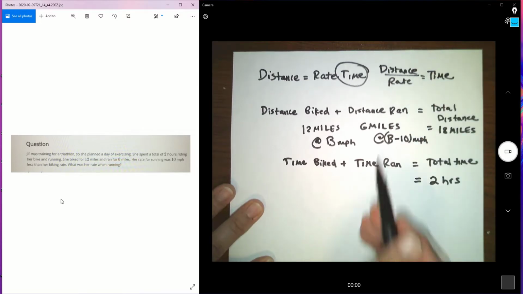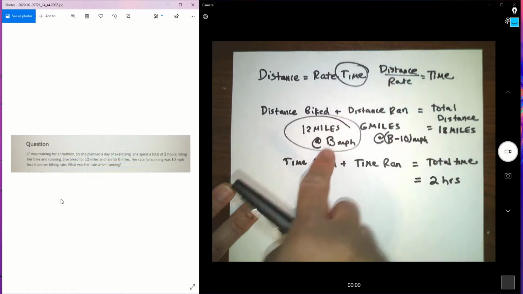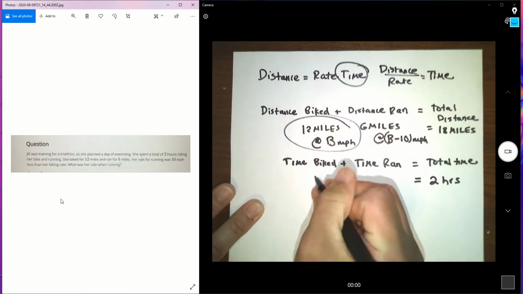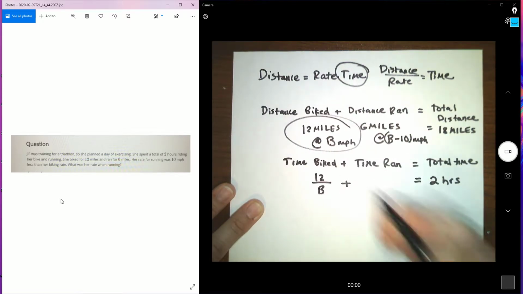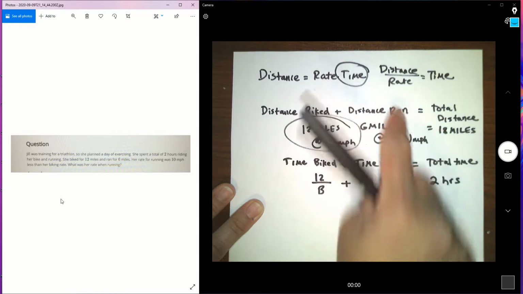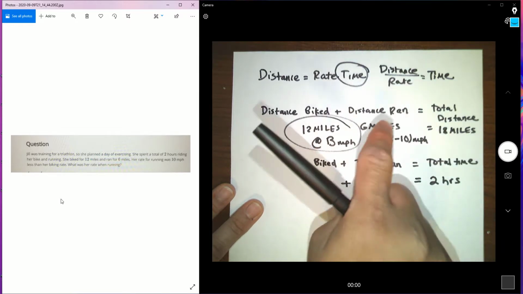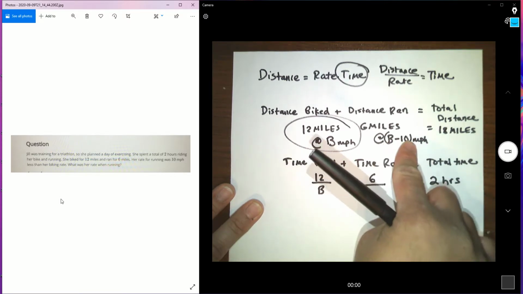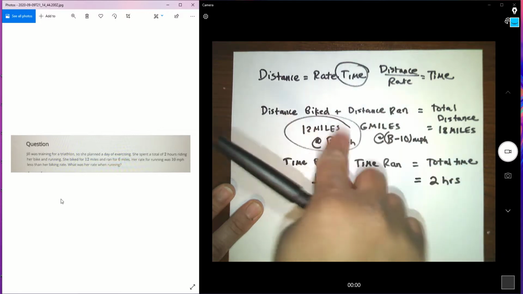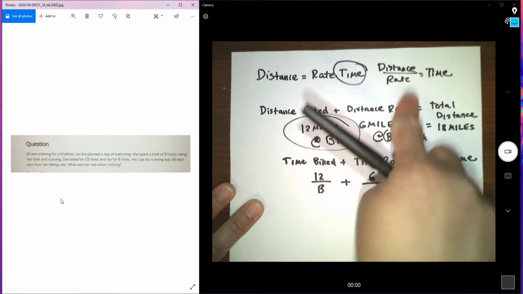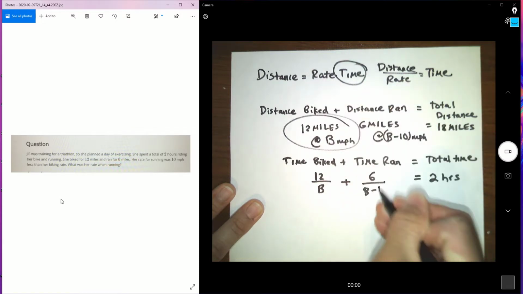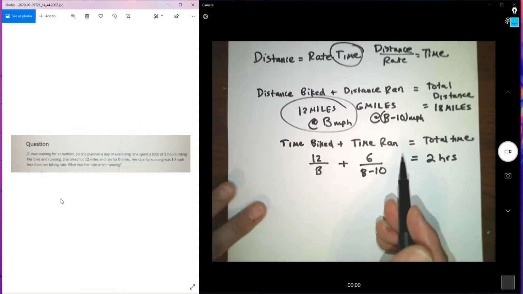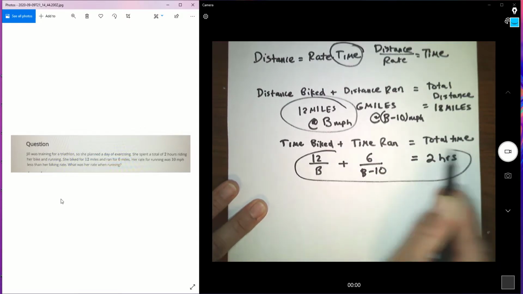So for the biking, we know the distance and we know the rate. It's 12 miles at a rate of B miles per hour. So that would be 12 divided by B. Then we know the distance and the rate ran. It is 6 miles, and the rate would be B minus 10 miles per hour, 10 miles per hour less than her biking rate. So that will be the distance 6 divided by B minus 10, and then that will equal the total time of 2 hours. Now all we do is solve this equation right here.